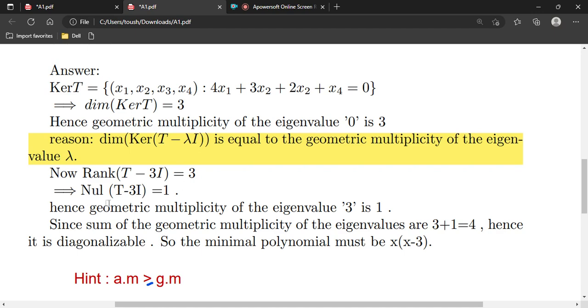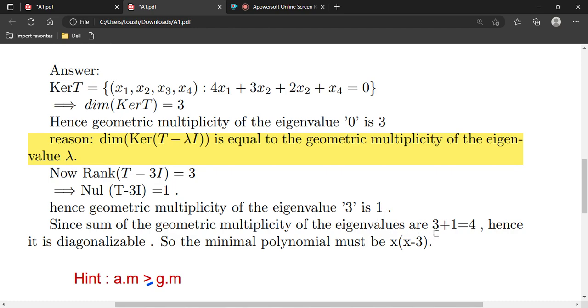And what is actually nullity? Nullity is the dimension of kernel of T minus lambda I, right? So nullity of T minus 3I gives the geometric multiplicity for the eigenvalue 3, right? So what is the geometric multiplicity of 3? It's 1. Okay, so how much geometric multiplicity in total are you getting for the eigenvalues 0 and 3? You are getting the geometric multiplicity for 0 is 3 and geometric multiplicity for 3 is 1.